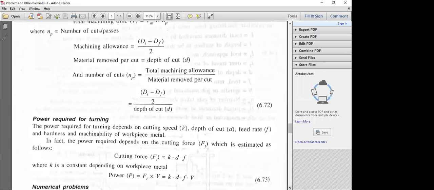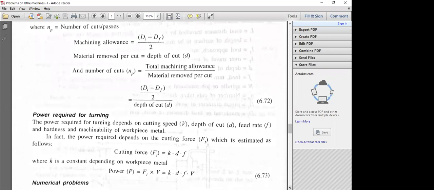What is Ft? We have discussed in the previous unit. Ft is the tangential force, that is the horizontal component, and Ff is the vertical component, that is the feed force. Here only the cutting force you have to take into consideration, the horizontal force, and it is given as a product of small k into d into f. So this k is a constant.